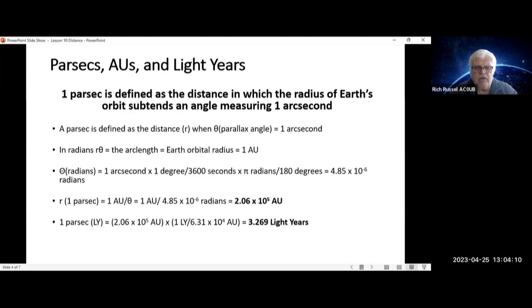Now, it's worth noting here that radians is a dimensionless unit. I'm keeping the radians just to keep track of what numbers are radians and which are not. Now, r at 1 parsec is equal to 1 AU over theta. So it's 1 AU divided by 4.85 times 10 to the minus 6 radians, which is equal to 2.06 times 10 to the 5th astronomical units.